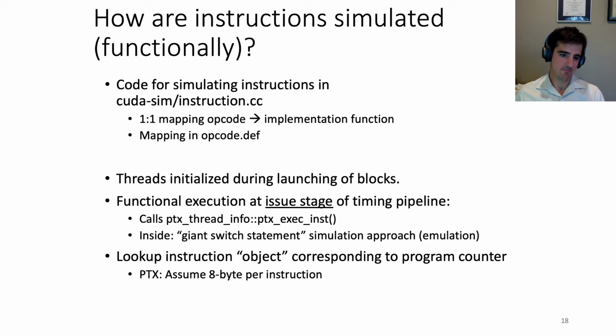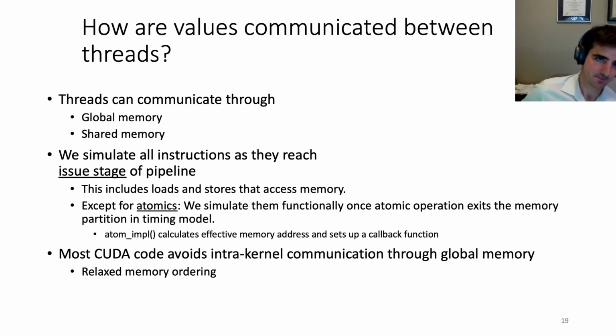We just have a bunch of code that emulates what that particular instruction is supposed to do. And like I said, we basically look up the correct object that corresponds to a particular program counter. That's how we figure out what instruction it is that we're executing. And there's an assumption here that all of the instructions are 8 bytes, which is what real GPU instructions are anyway. They're a RISC type ISA that has a fixed 64-bit size.